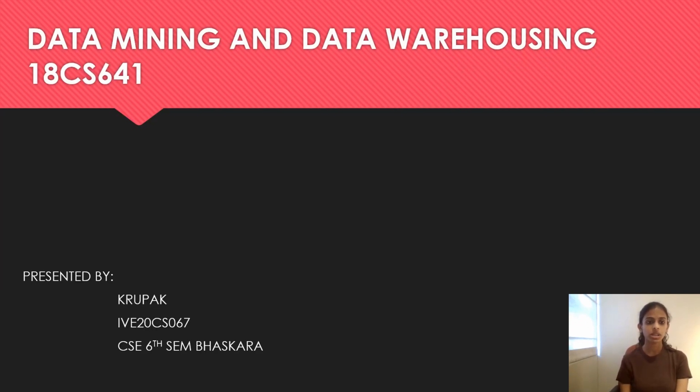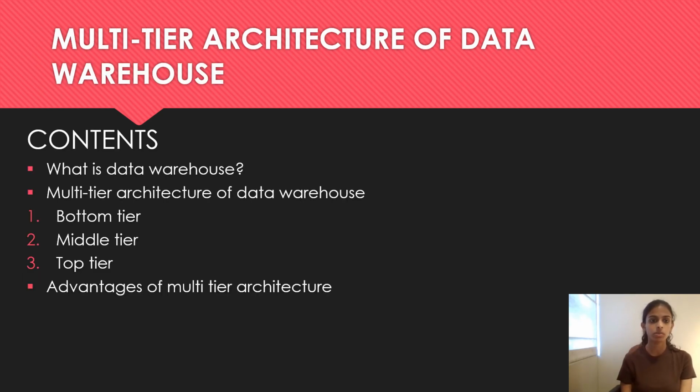In this video, I'm going to be talking about a topic from the subject Data Mining and Data Warehousing, subject code 18CS641. I'm going to be talking about what is multi-tier architecture of data warehousing. The contents being covered in this video are what is data warehouse, multi-tier architecture of data warehouse, bottom tier, middle tier, top tier, and advantages of multi-tier architecture.